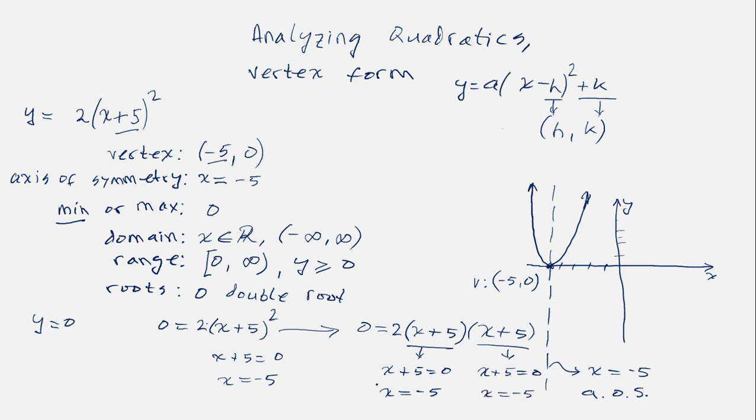This kind of shows us why we say double root. See, we actually have 2 sets of parentheses, 2 factors, and they happen to be the same. That resulted in having our roots being the same. So there are 2 roots that happen to be the same. So that's why we say double roots. So we could also say the roots are negative 5, negative 5, right? We have 2 of them that happen to be the same.